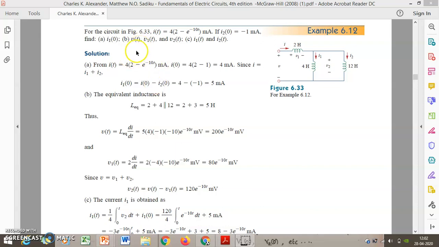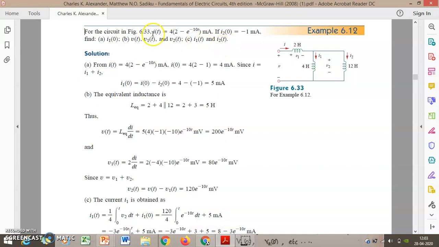The first problem we take is for the circuit given in this figure, which has three inductors, one with 2 Henry, another 4 Henry, and 12 Henry, connected to each other in series and parallel combination. They are asking you to find certain things like I1 of 0, V of t, V1 of t, V2 of t, I1 of t and I2 of t.